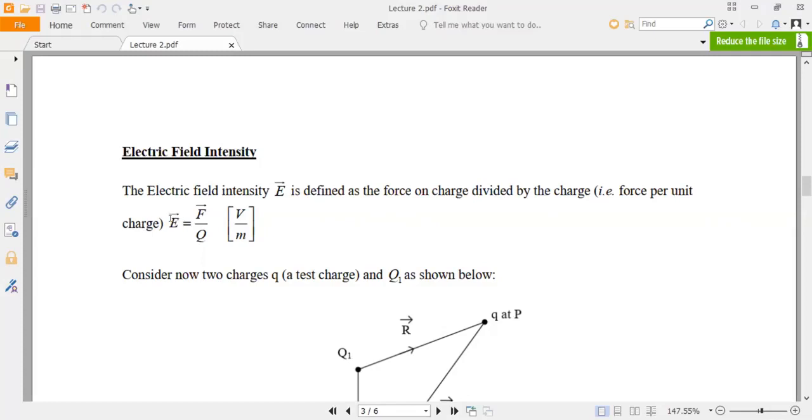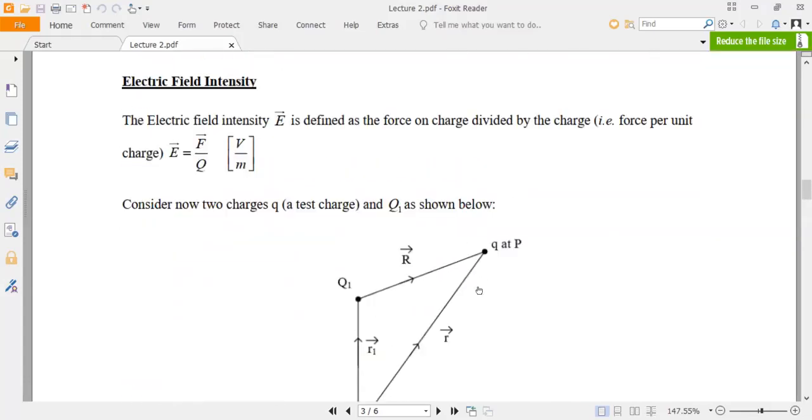So E bar is nothing but F bar over Q, and its unit is volts per meter. It is newtons per coulomb, but if you look at it, eventually you can represent newtons per coulomb as volts per meter. So volts per meter is the most commonly used unit. Force over the charge. And it is very similar to what we have seen here.